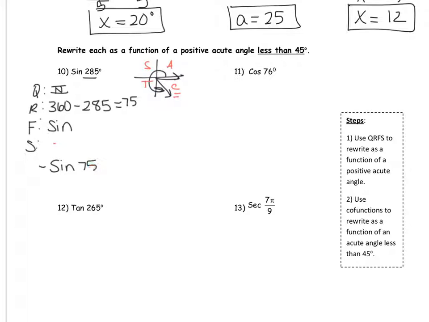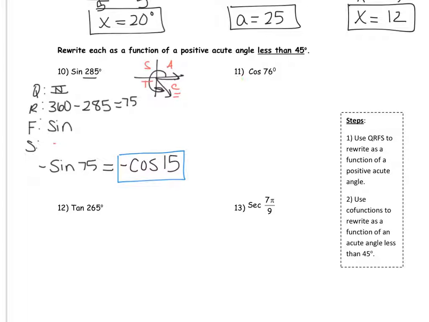75 is the positive acute, but is it less than 45 degrees? Absolutely not. But if we know we've got cofunctions in the back of our brain, we know that negative sine of 75 is equal to negative cosine of 15. So how did I know that? Because I know that sine and cosine are cofunctions if their angles add to 90. So 75 plus 15 is 90, and 15 is less than 45. Perfect.